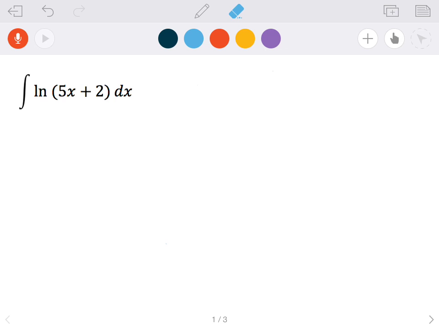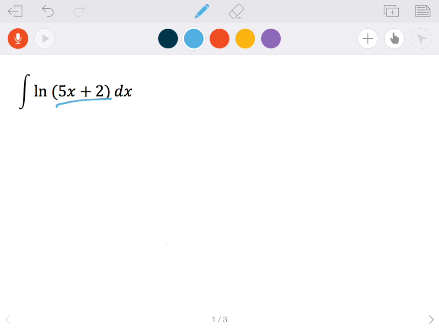Now I know the integral of the natural log of x. That's equal to x natural log of x minus x plus c. Say that 5 times fast. Commit that to memory. The only issue I have here is that this is not just plain old x.